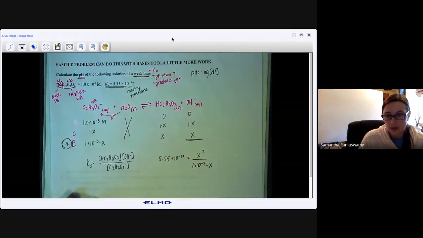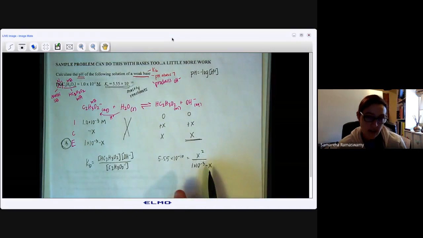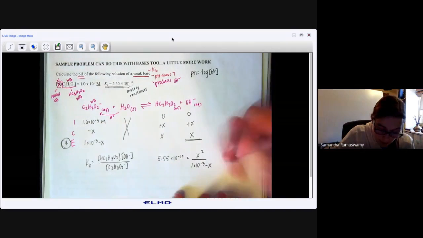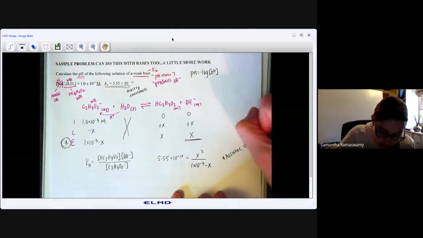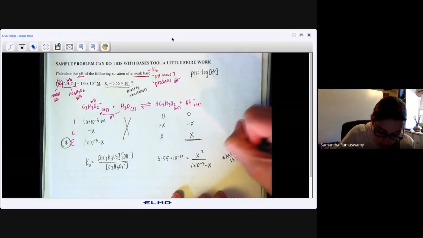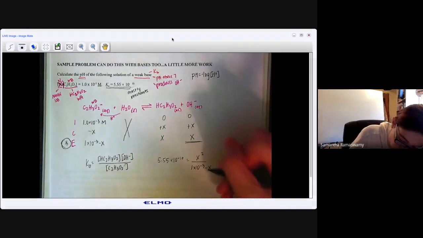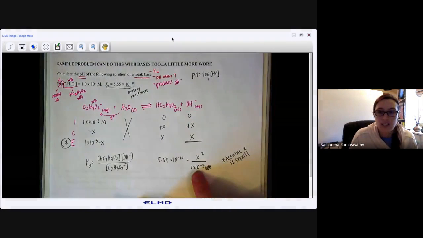So again, when you look at this and you see that you have an x squared and an x, that initially looks like, oh no, I have to use the quadratic. But when we say assume x is small, remember, if you make the assumption, you have to write it down. We are assuming that x is so small, it's not going to affect this 1 times 10 to the negative third.